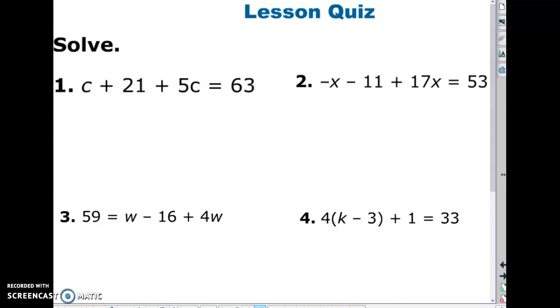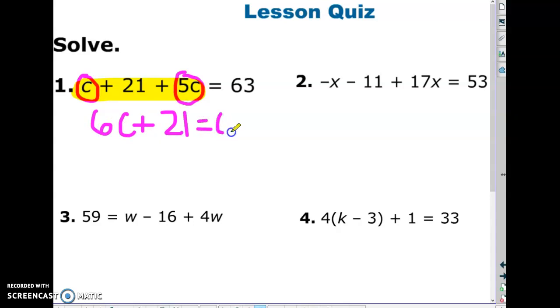Okay, we're back now. Let's check to see how you did. On this first one right here, I'm going to look just at the left side. I'm going to say, oh, I can combine my C values, I'm going to combine like terms together. I can put this together and this together, and I'm going to have 6C plus 21 is equal to 63.